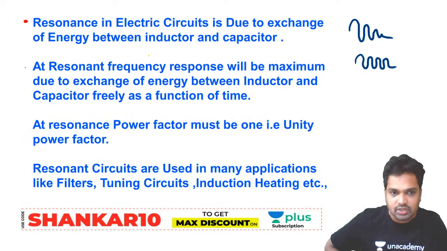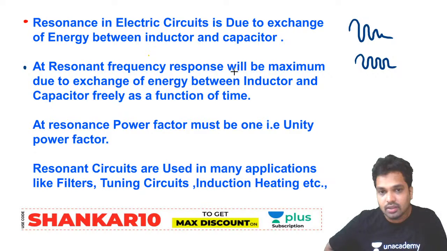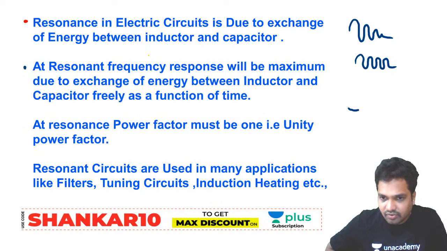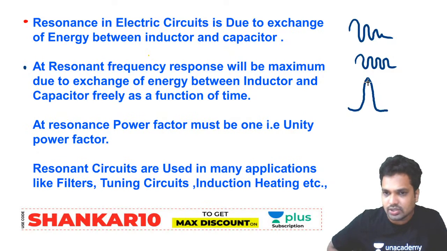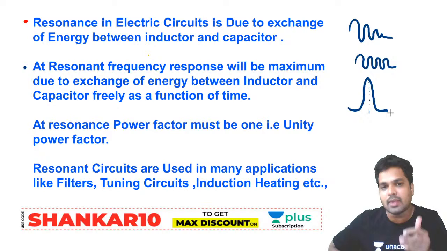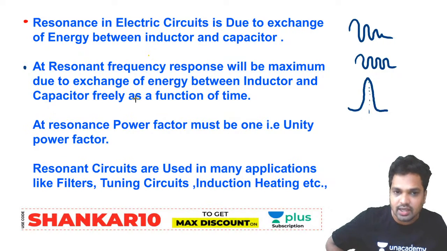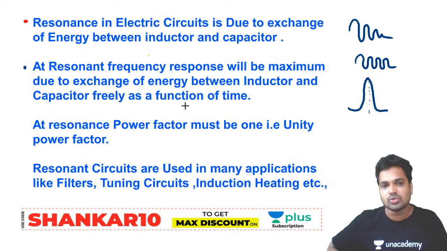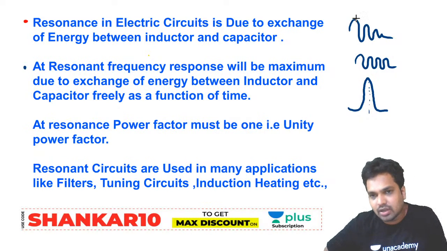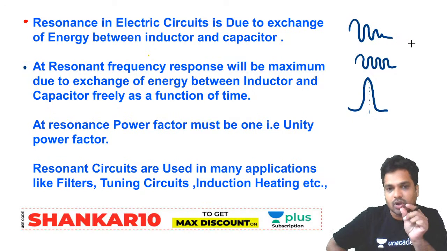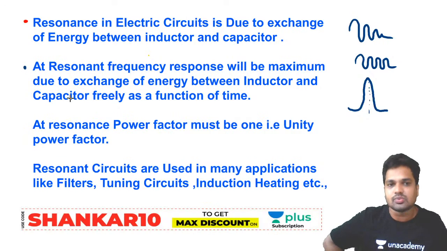Okay, at resonant frequency, what happens? At resonant frequency, the response will be maximum. See here, if you plot the response for different frequencies, you get more response at resonance. We will prove these conditions, don't worry. Your response will be maximum at resonance due to exchange of energy between inductor and capacitor freely as a function of time. Generally in the RLC circuit, if you remember the transient, because the resistor is absorbing some energy, the oscillation size will decrease. Now at one particular frequency, the resistor and source will be separated from the inductor and capacitor. We will discuss these things very clearly one by one.